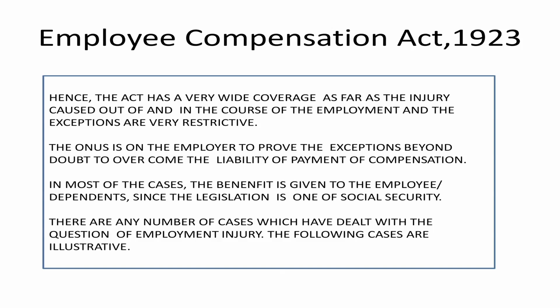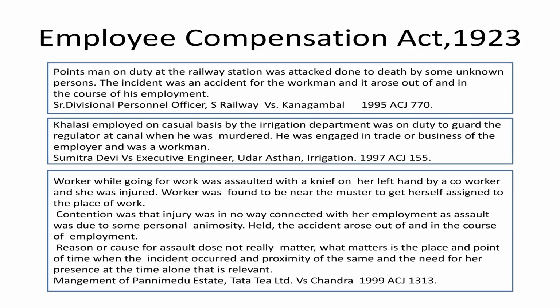Now, for instance, in one case, a pointsman in the railway station was on duty. He was manning the railway gate. When he was manning the railway gate, some persons came and attacked and killed him. Then the question of compensation came, whether it is an employment injury. Actually, the commissioner held it is an employment injury because, killing, he died, it is an accident. But it arose out of and in the course of employment, because he was standing near the gate waiting for the train to pass, manning the gate.